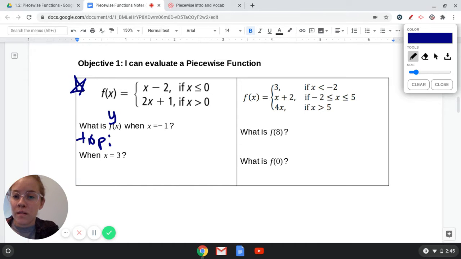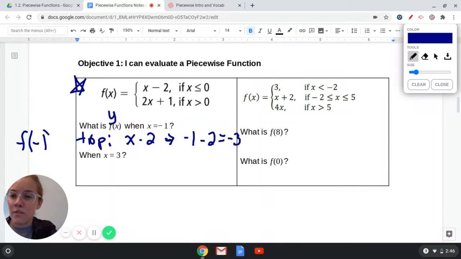So x minus 2 becomes, plug in a negative 1 for x, negative 1 minus 2, which equals negative 3. Which means that another way to write that is f of negative 1, because we replace x with negative 1, equals negative 3.